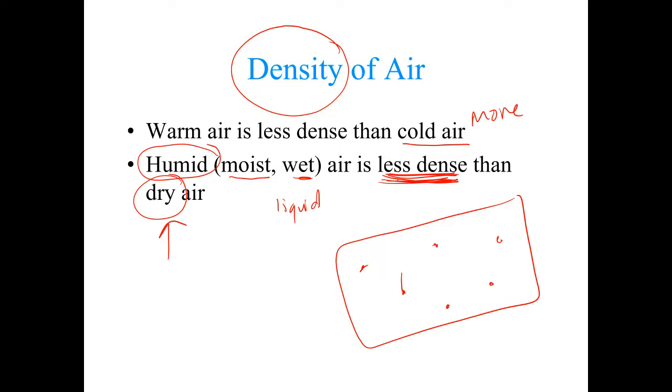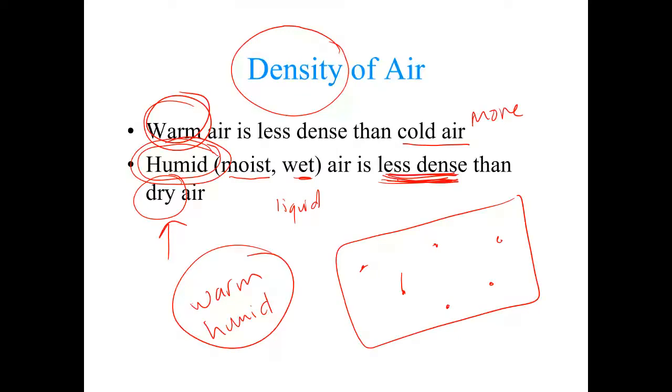Okay, so the least dense air is going to be warm and humid air. So where's that least dense air going to be found? The tropics. What kind of pressure do you have there? Low pressure. So that should all match up with the wind patterns that we just discussed.